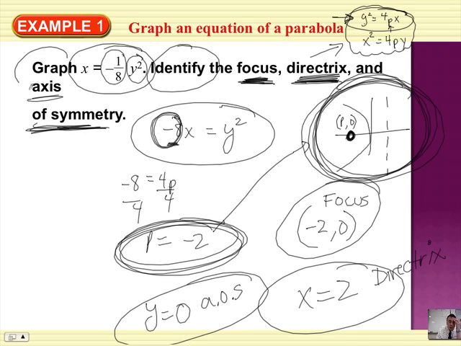You could graph this too. I'll teach you that later. But the main things, know how to do your focus, directrix, and axis of symmetry based on your equation. Okay? Basically, take your equation, look at this, and say which one is it, and then find out what p is. Okay? That's all for the first.